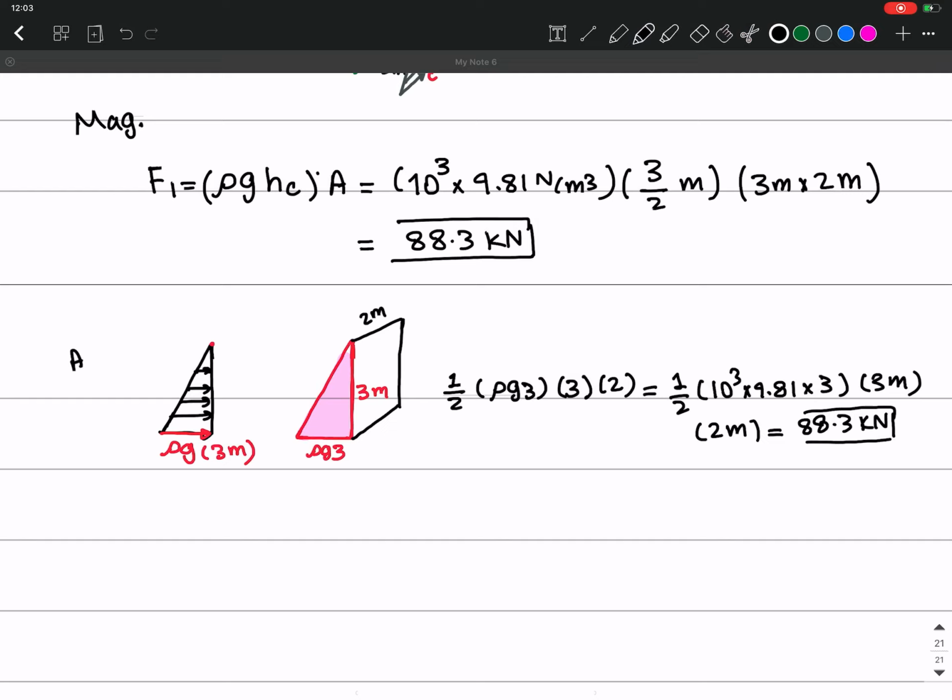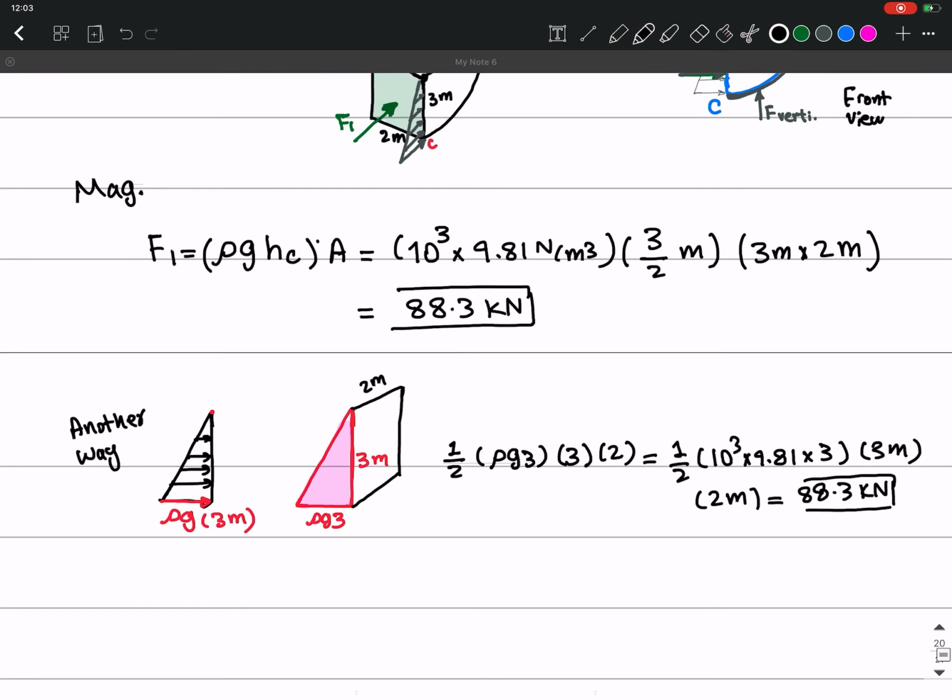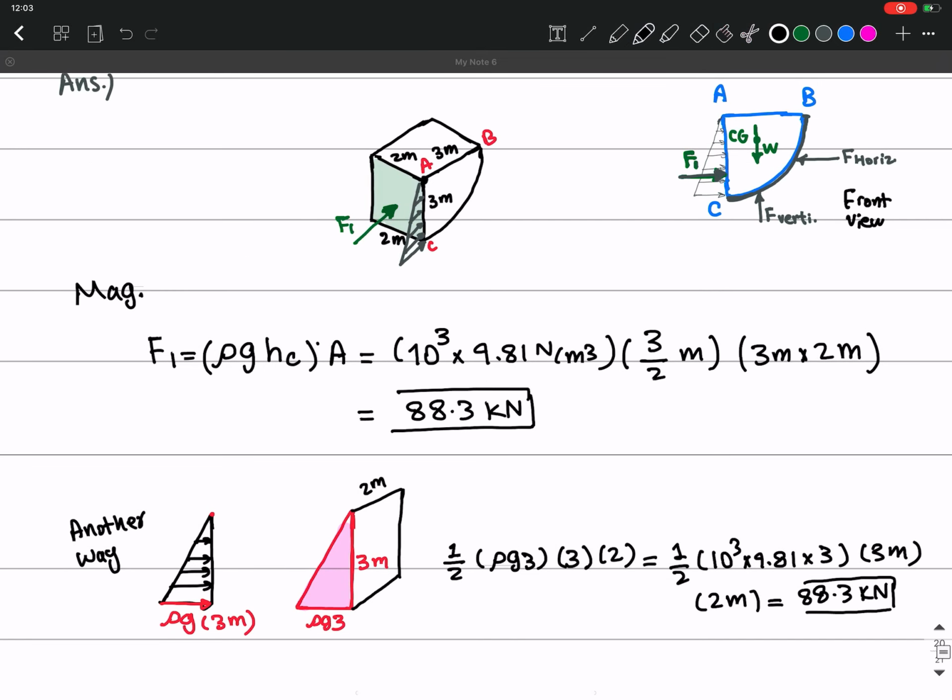so this is another way. This is typically what I do. This is a simple geometry problem that you can solve if you don't want to use those tables. It's just calculating a volume of the force and all areas to get the total force, the total sum of the forces. Or you can use the original way, which was calculating the average pressure through this formula, which is rho g h_c, times the area that this pressure is acting on, which is this green area here, 3 meter by 2 meter.